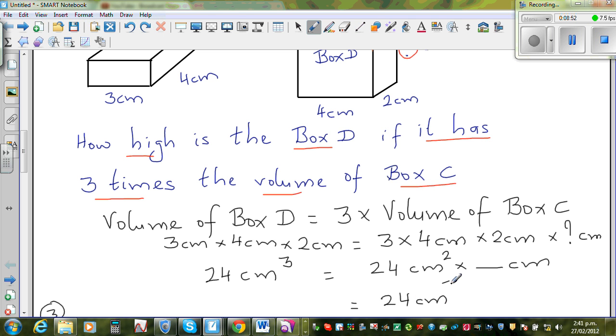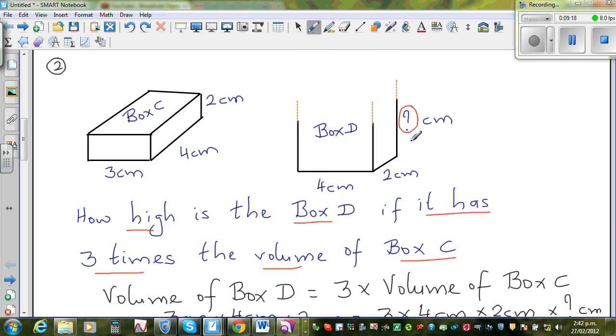Now you may wonder, how did you get a cube? When you're multiplying units, you also multiply the unit. Centimeter times centimeter times centimeter is centimeter cube, and centimeter times centimeter is centimeter squared, times this is a centimeter. So obviously 24 centimeters times 1 centimeter would only give you 24 centimeter cube. So the answer here should be 1 centimeter.